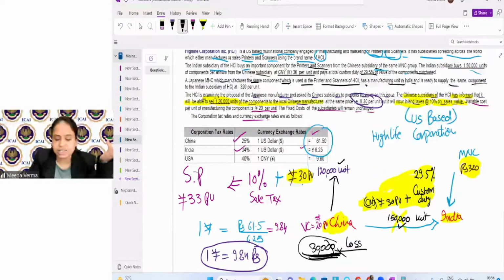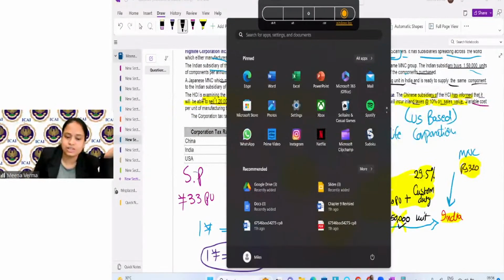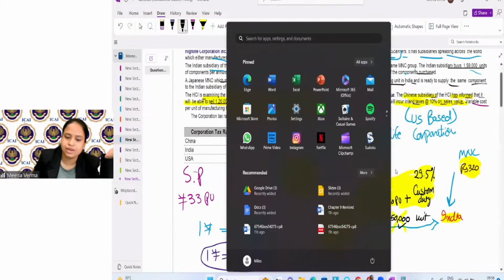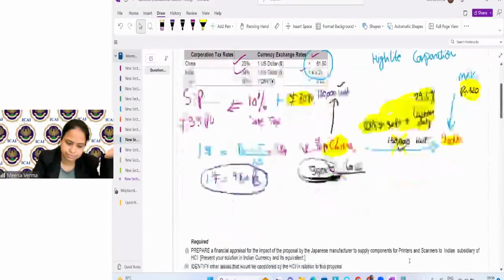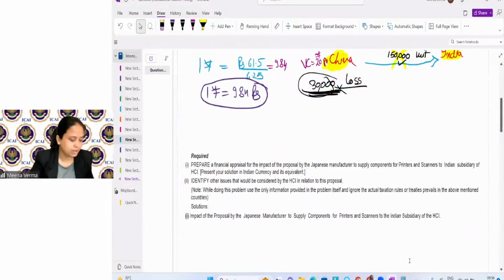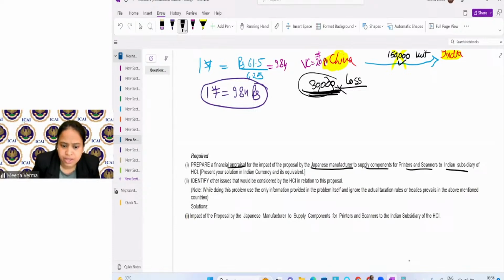But let's see the question. Let's see what they're actually asking you in the question. Accordingly we will frame it. Now the question is: prepare the financial appraisal of the impact of the proposal by the Japanese manufacturer to supply the component of printer to India. Matlab, first prepare an income statement when you are transferring 150,000 units to India.